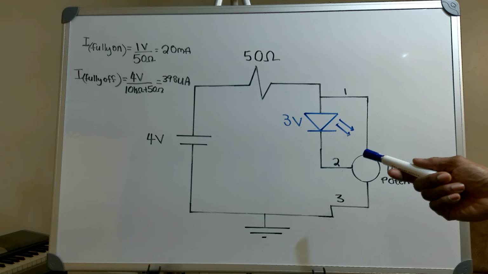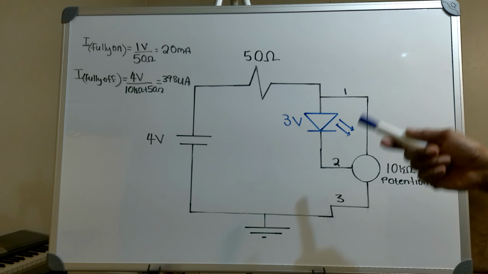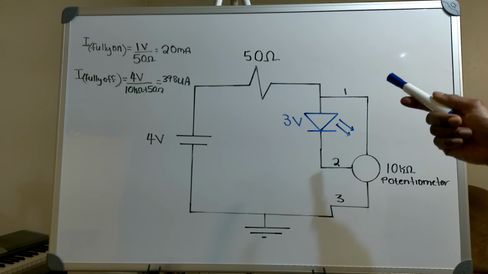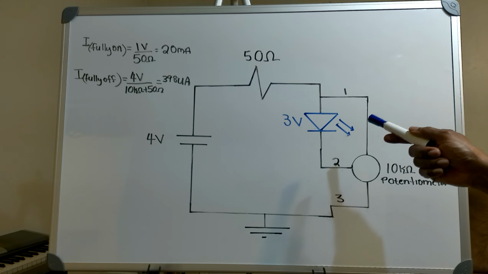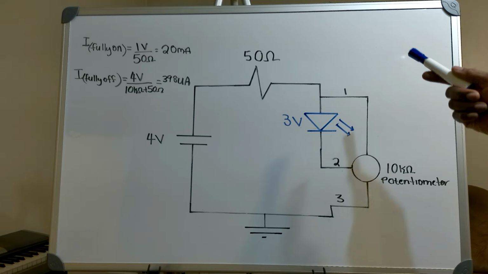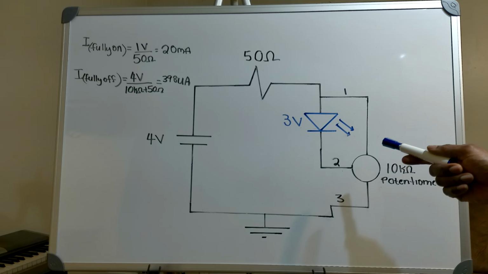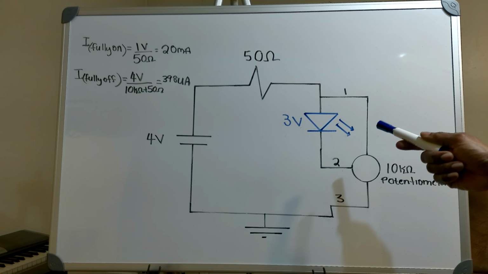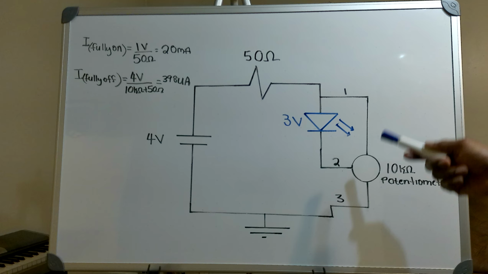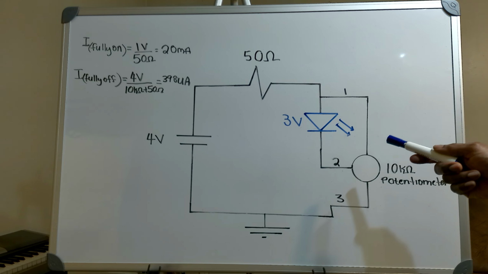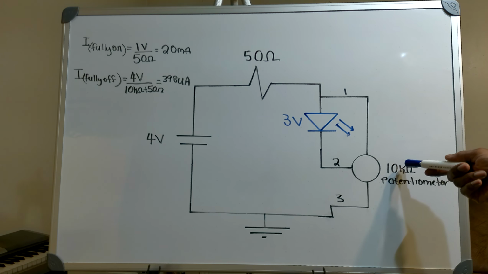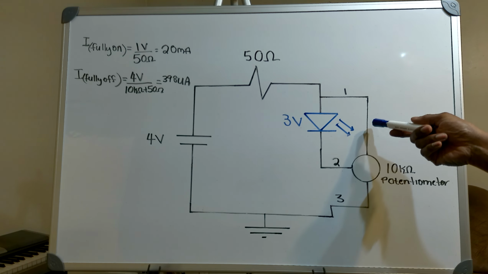My circuit is currently on. The LED, however, may or may not be on. I'm going to assume that the LED is off. So, in order for me to turn the LED on, I'm going to have to put my 10K ohm of resistance right here.